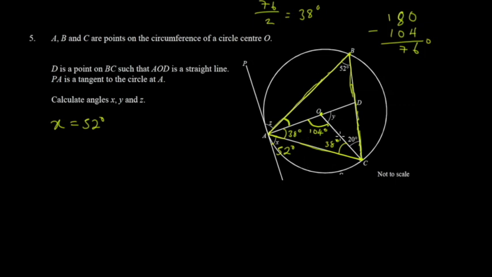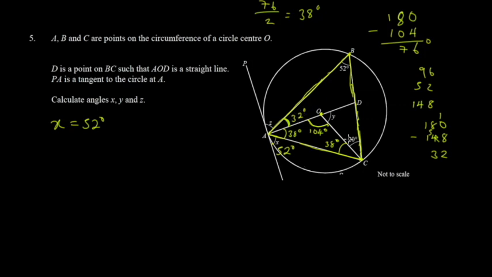So you can say 20 plus 38, then you get 58, or you can say 76 here, 76 plus 20, then you get 96, 96 plus 52, you get 148. So 148 from 180, because you want to find this angle here. So 180 minus 148 would be equal to 32. So already you have 32 degrees here.